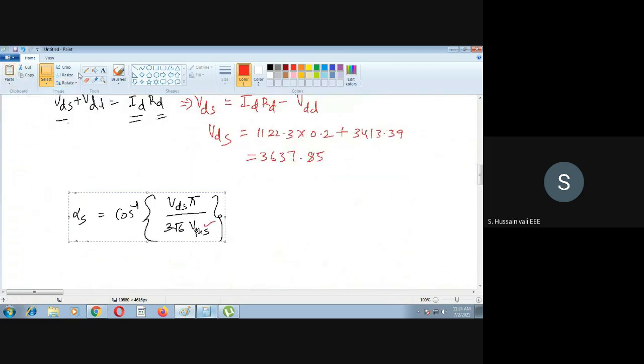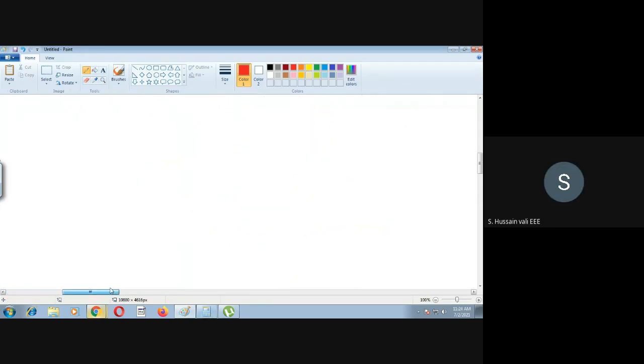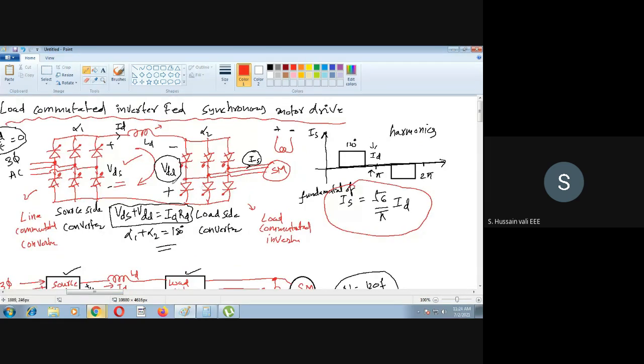Okay, we'll substitute this here now. Yes, please. Sir, did we take the VD value as negative there? VD value is positive. See here, I will show you the circuit diagram. So you see the circuit diagram. Here we have taken minus plus. Okay.